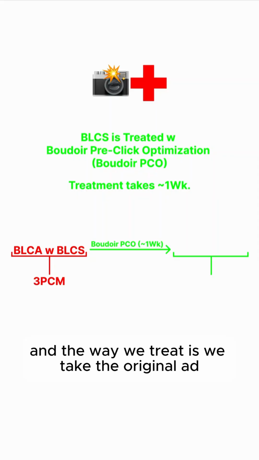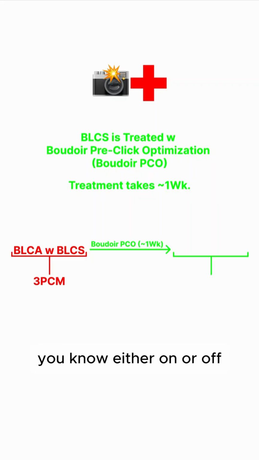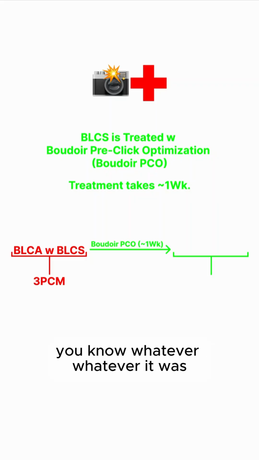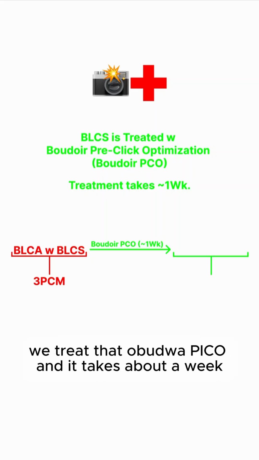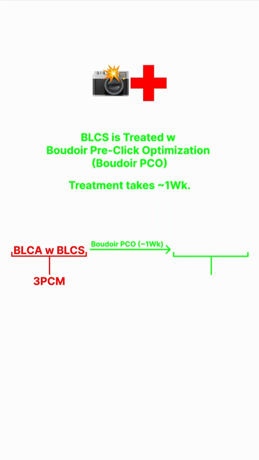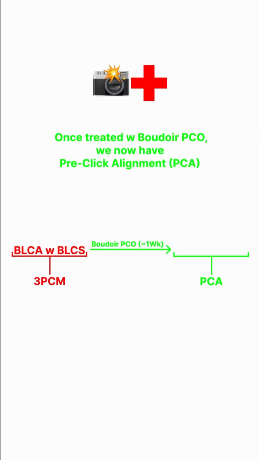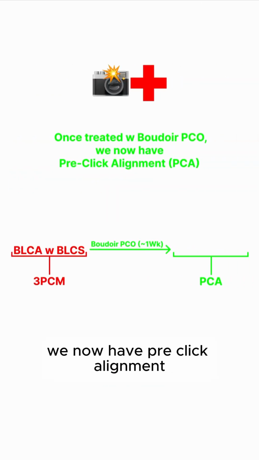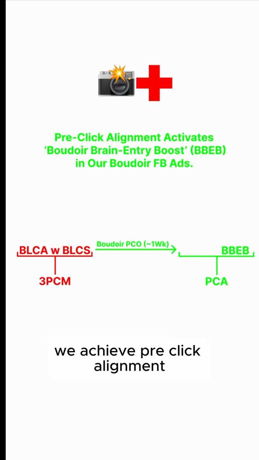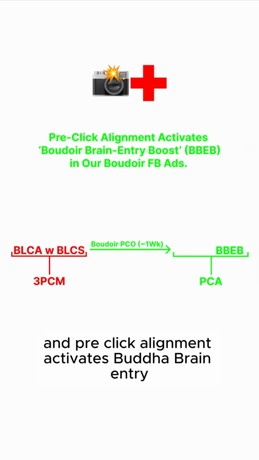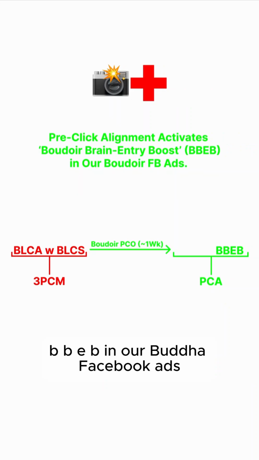The way we treat is we take the original ad and duplicate it. We leave the original ad either on or off, whatever it was. The duplicated one we treat with Boudoir Pico, and it takes about a week. Then at the end, we keep whichever one running has the best metrics. Once treated with Boudoir Pico, we now have pre-click alignment, so we got rid of the 3 pre-click mistakes.